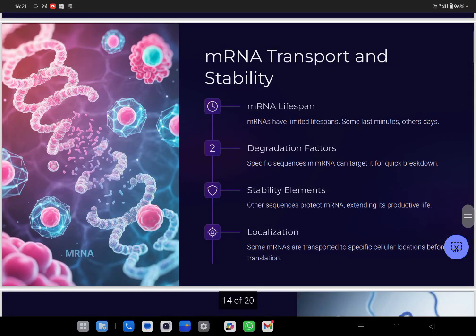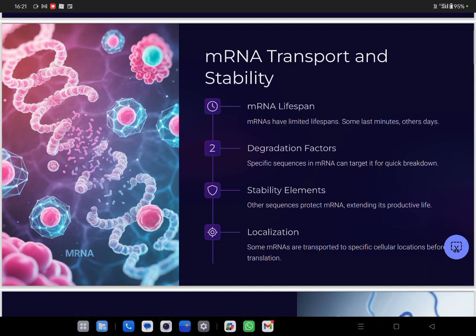The next part is mRNA transport and stability. mRNA lifespan is an important part. mRNAs have limited lifespan, some last minutes, others days. The shorter they stay, the less protein is present. The longer they stay, the more protein is produced. Then there are degradation factors.